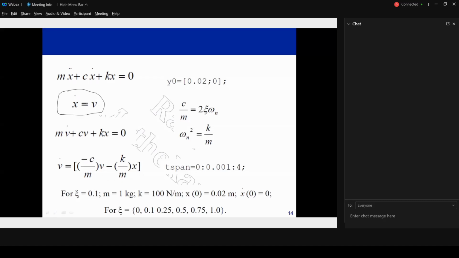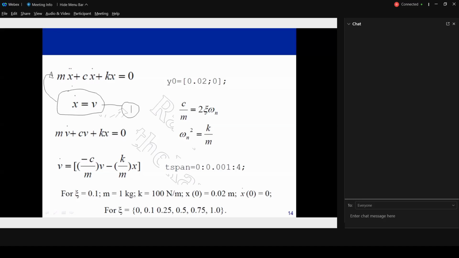I defined a dummy variable, that is dx by dt is equal to v. So I got a first-order differential equation here. Then what I did, I substituted this value into this equation. So how does this equation change?